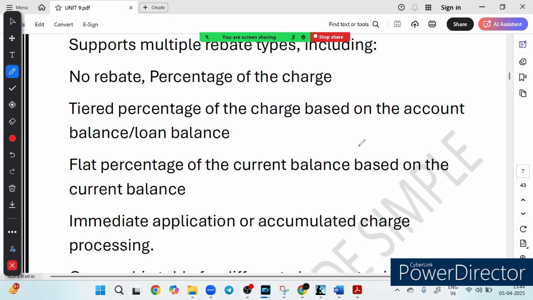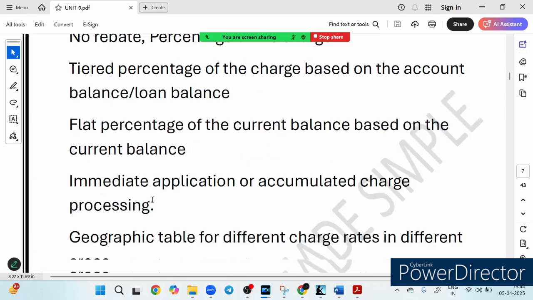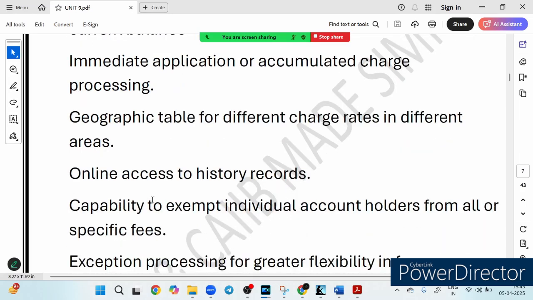It even supports different charges based on location. That is called location based charge. So someone in Mumbai might be charged differently than someone in a rural branch. That is called location based charges. So besides immediate application, a geographical table is also there.